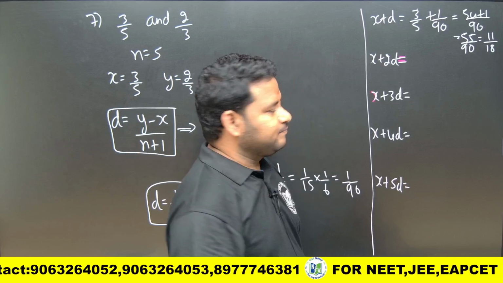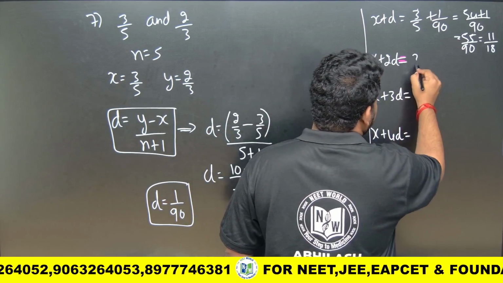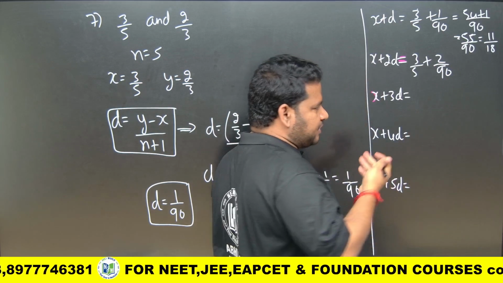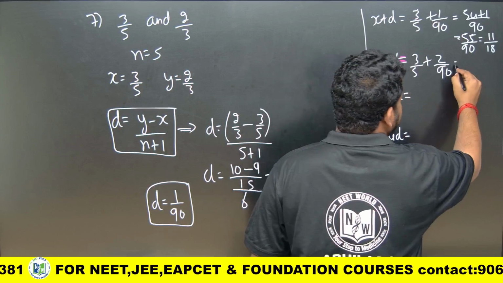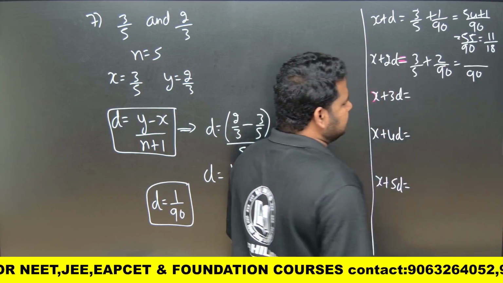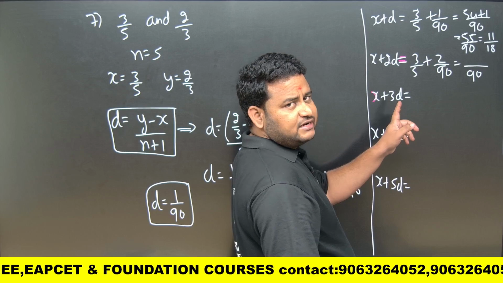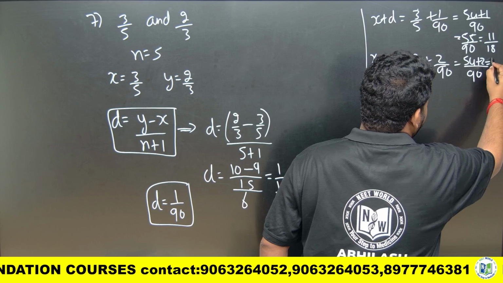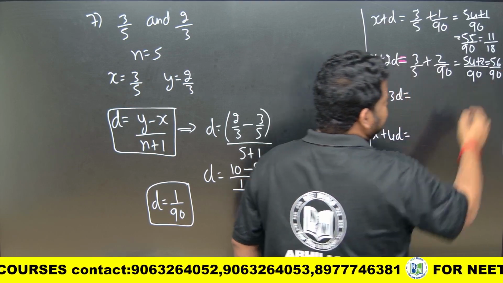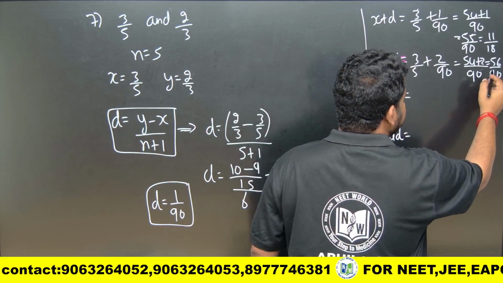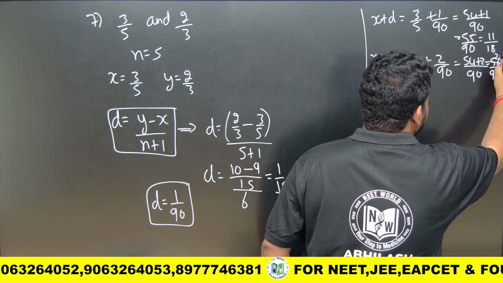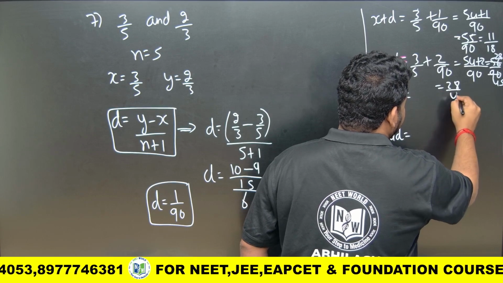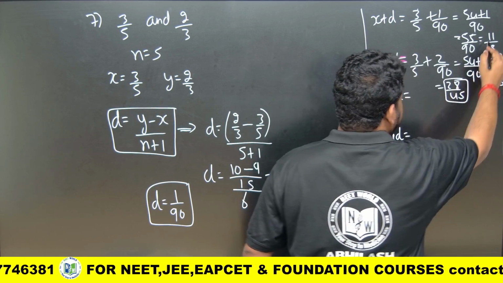Now, x plus 2d means 3 by 5 plus 2 by 90. I can simplify 2 by 90, but I will not simplify because I want the LCM to be the same. In the end I will simplify. LCM is 90. 5 18s are 90, 18 3s are 54, 54 plus 2 is 56 by 90. Can I simplify this further? Yes, 2 28s are 56, 2 45s are 90. This becomes 28 by 45. The earlier one is 11 by 18.